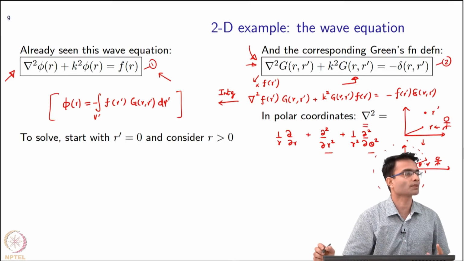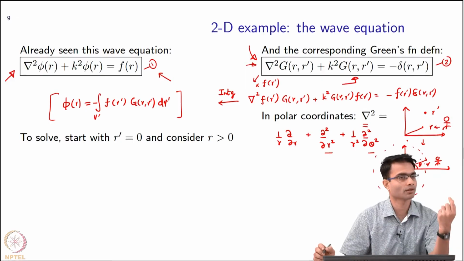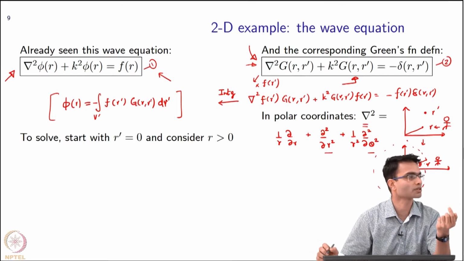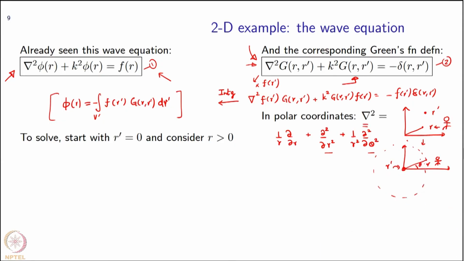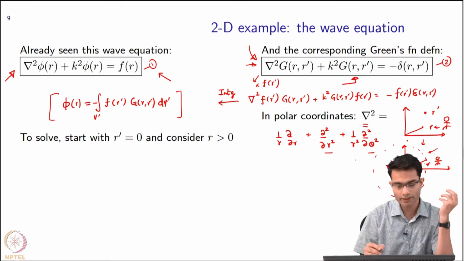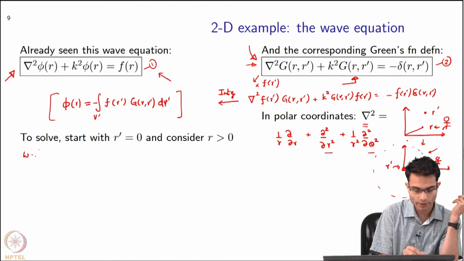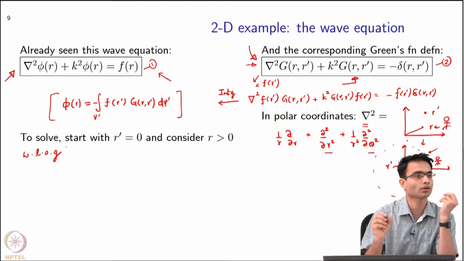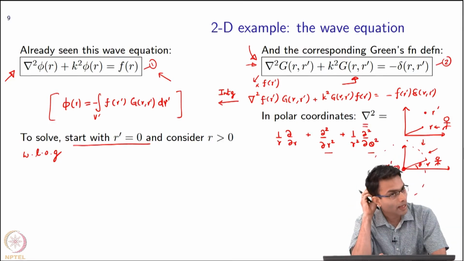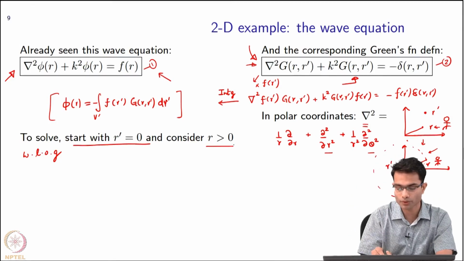But has the physics of the problem changed? Not at all. I am just choosing the location of my coordinate system. The origin of my coordinate system is what is being chosen a little bit cleverly. Once I get the solution to this problem, all I have to do is a shift of origin and I get my general solution. So, without any loss of generality, WLOG, we can start with r prime equal to 0, and consider all points which are away from the origin.